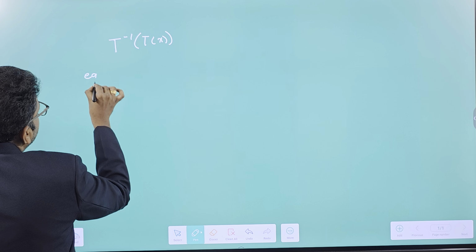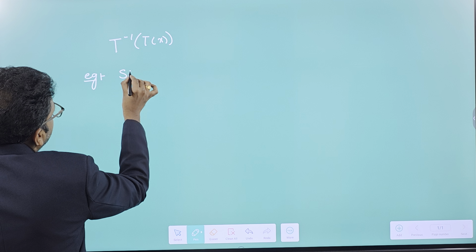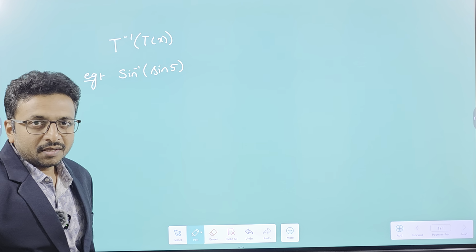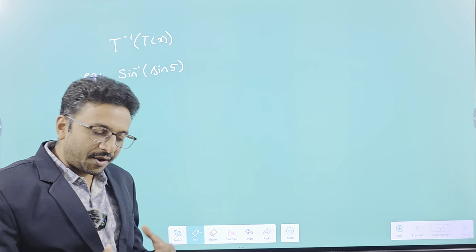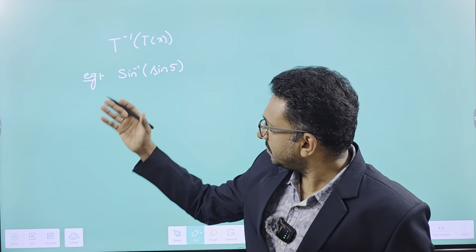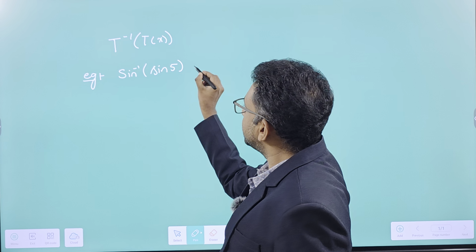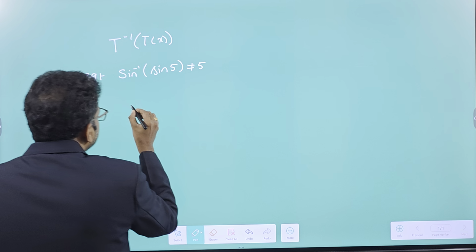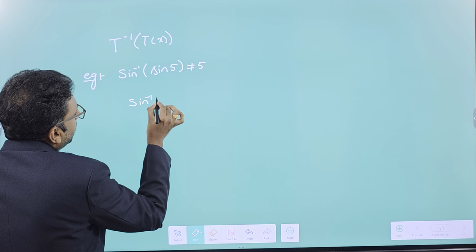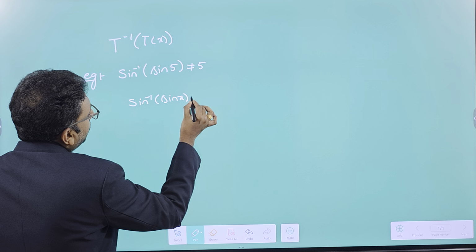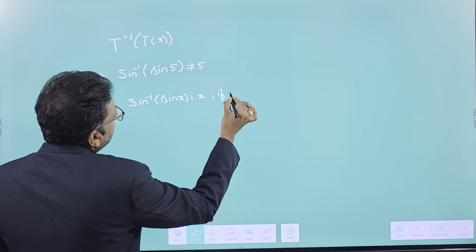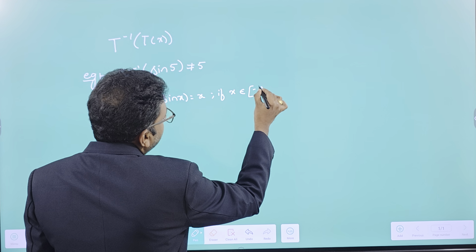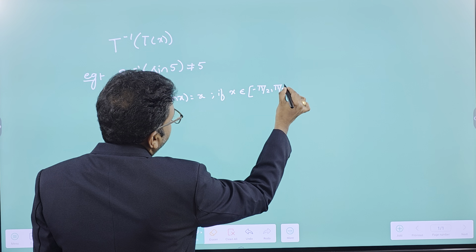For example, you may be asked the value of sine inverse of sine 5. Because the inverse trigonometric functions are not the complete inverses of the trigonometric functions, sine inverse of sine 5 is not exactly equal to 5. Because we know that sine inverse of sine x is equal to x only if x belongs to the range of sine inverse, which is minus pi by 2 to plus pi by 2.